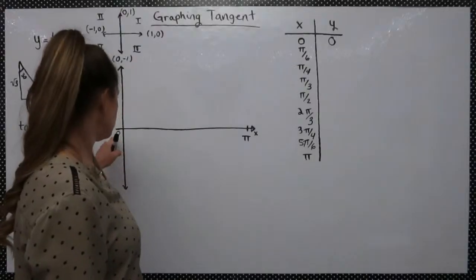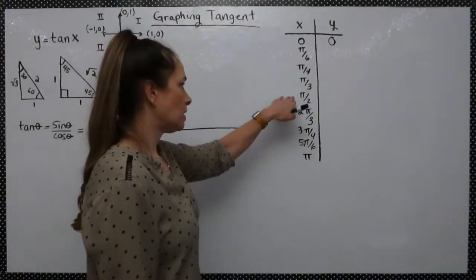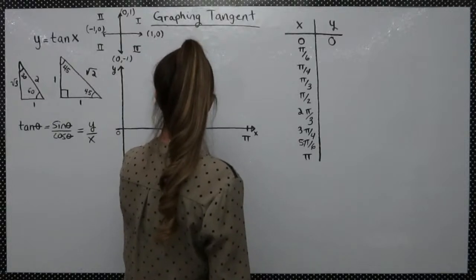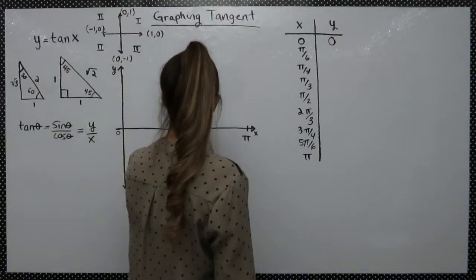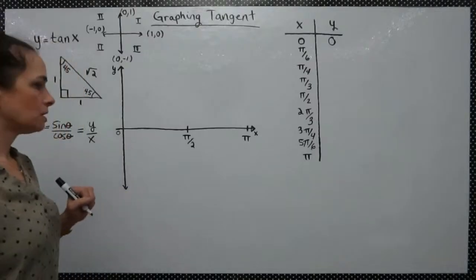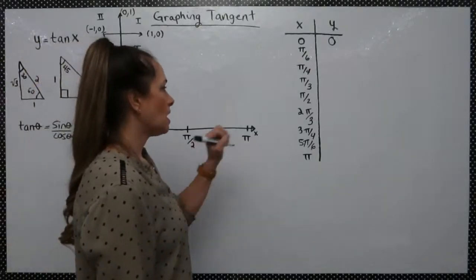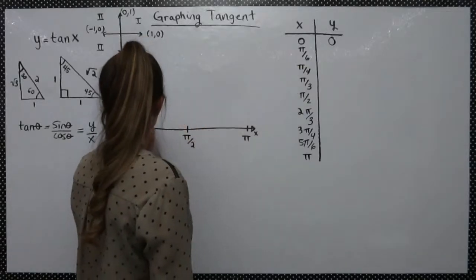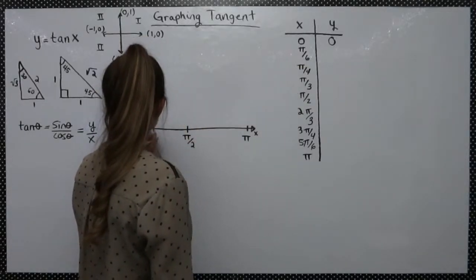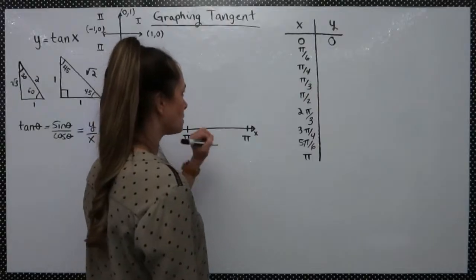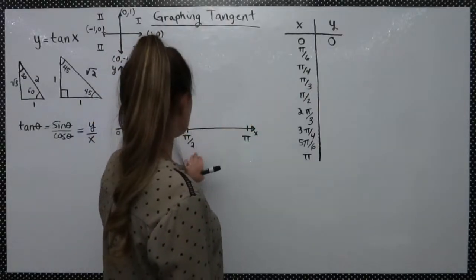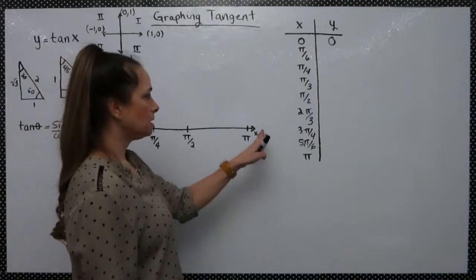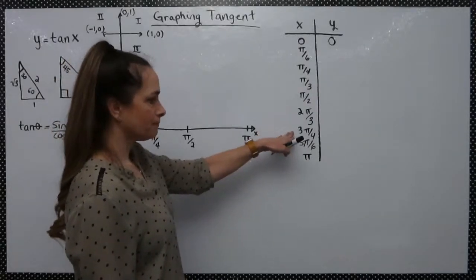But halfway between 0 and pi is pi over 2. So try to see if I can get that right there in the halfway point. Pi over 2 might live right in there. And then halfway between pi over 2 and 0 is pi over 4. And I found that this is the easiest way to partition the graph. It does take practice. But halfway between pi over 2 and pi is going to be 3 pi over 4.